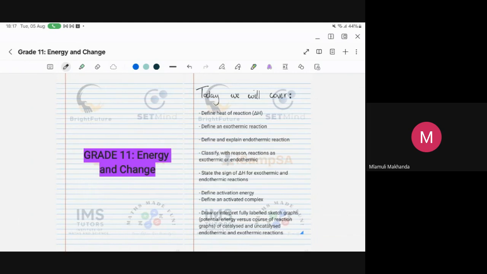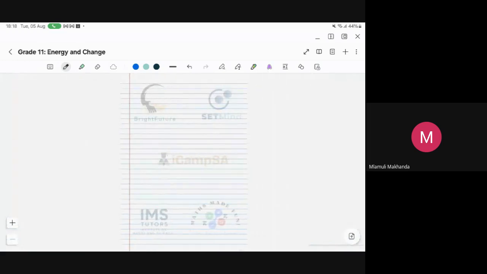We want to be able to define the heat of a reaction, also known as the enthalpy change. We want to be able to tell the difference between exothermic and endothermic reactions and classify these with reasons. And the rest also includes drawing and interpreting sketches and graphs of potential energy versus the course of a reaction. So let us start.